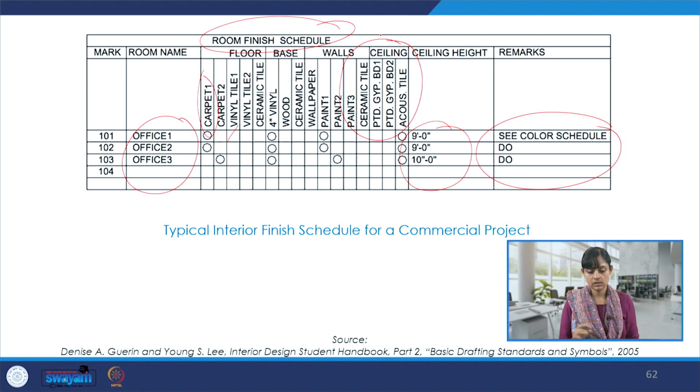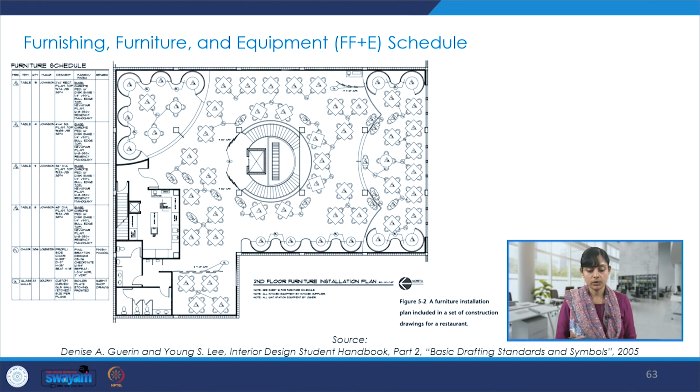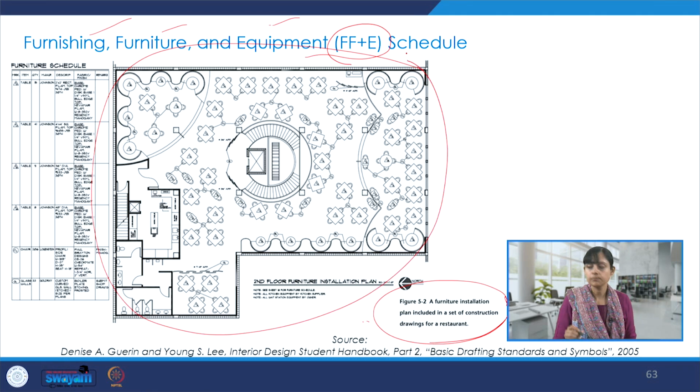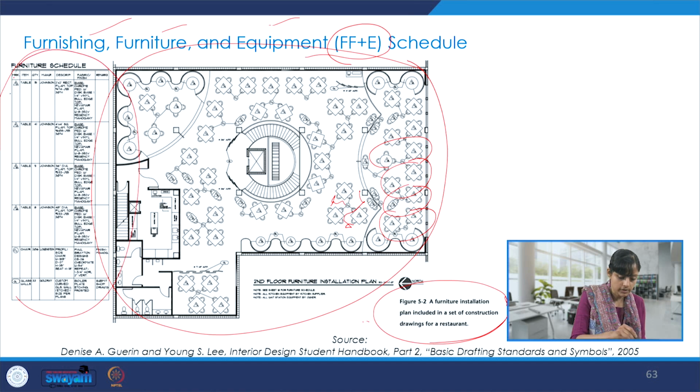So here also we can break that room into building elements like floor, base, walls, ceiling, and then accordingly give different sets of finishes for each room. We also have something very important which is called FF plus E schedule, so furnishing, furniture and equipment. So here if you see, if you have to install furniture somewhere on the site, this is the kind of elaborate drawing with the entire layout, with all the symbols and how these will be put in space along with the circulation spaces between these, what material it is. So we have this entire schedule over here.